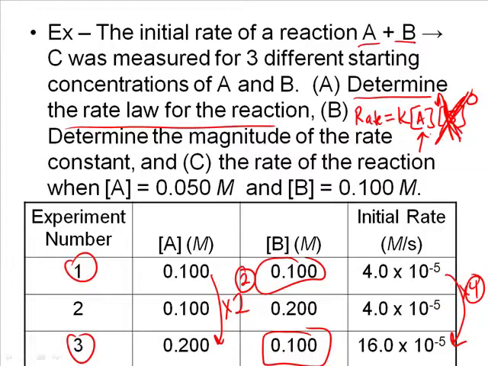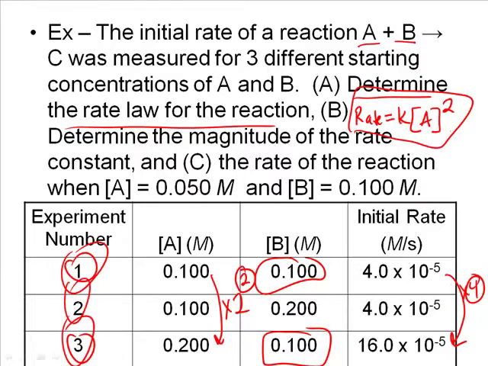So when we write the rate law, our overall rate law is going to be the rate of the reaction is equal to the rate constant times the concentration of A squared. And that is our rate law for that reaction. On B, they ask us to determine the magnitude of the rate constant. Well, now that we know the rate law, we can choose any one of these experiments down here we want. We just have to put these numbers into the equation and solve for K.